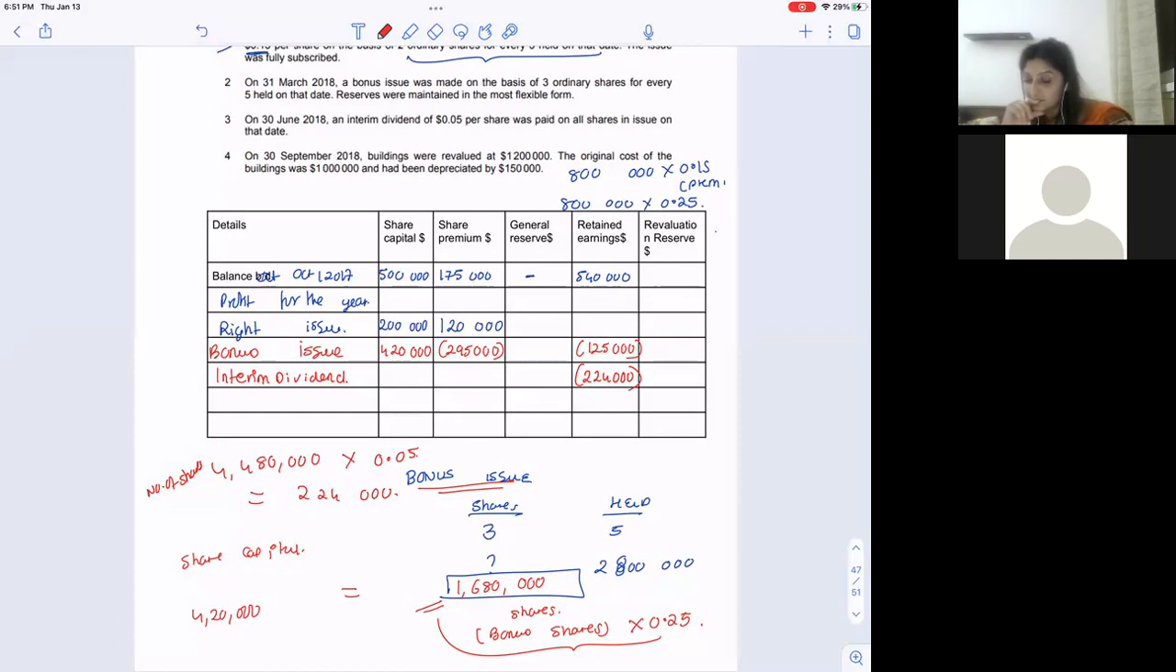How did you do it? I added the entire share capital, 1,120,000, divided by the face value to get the number of shares. Interim dividend is paid at the rate of 0.05 per share, so multiply into 0.05 and I'll get the amount of interim dividend.